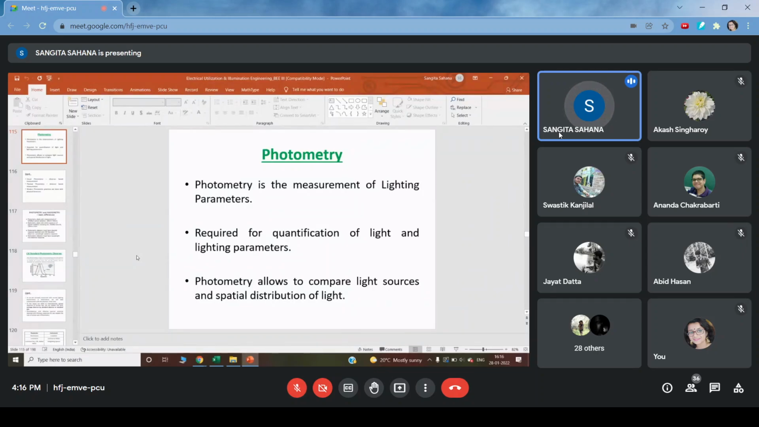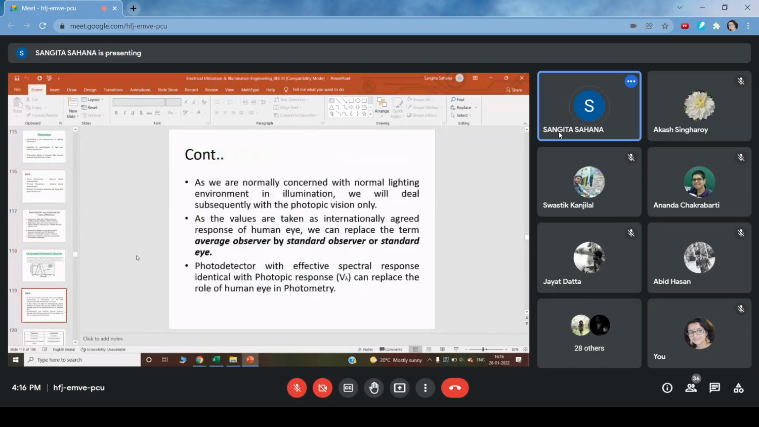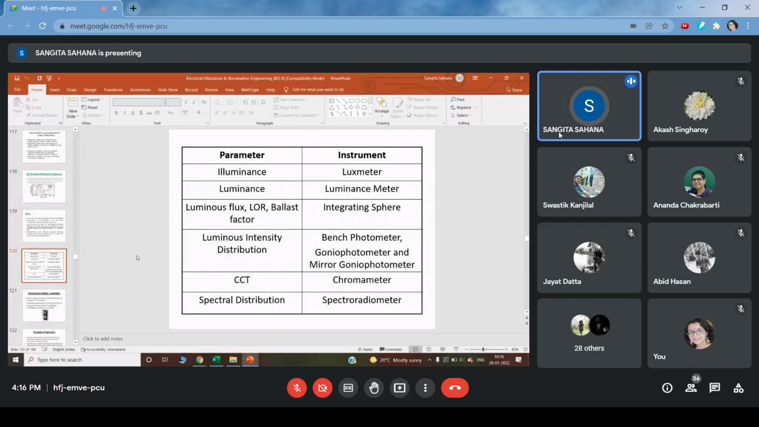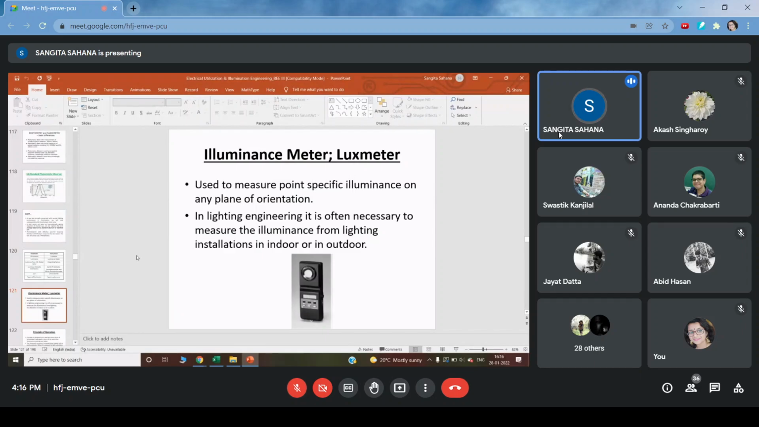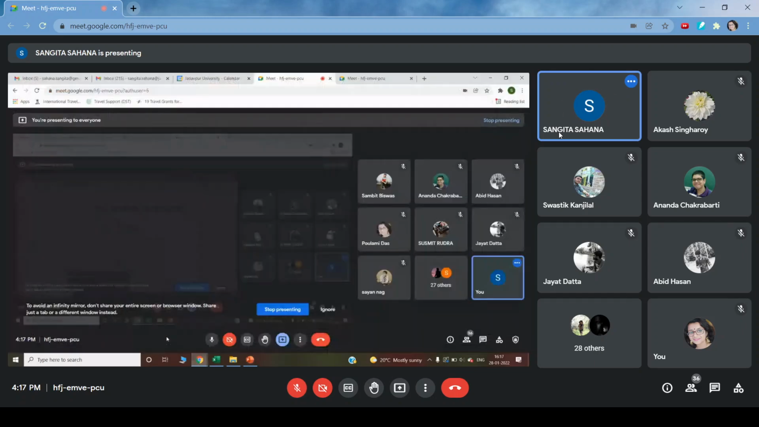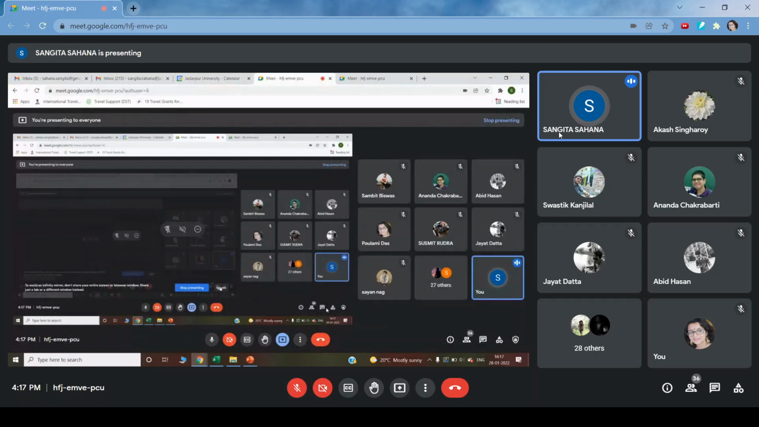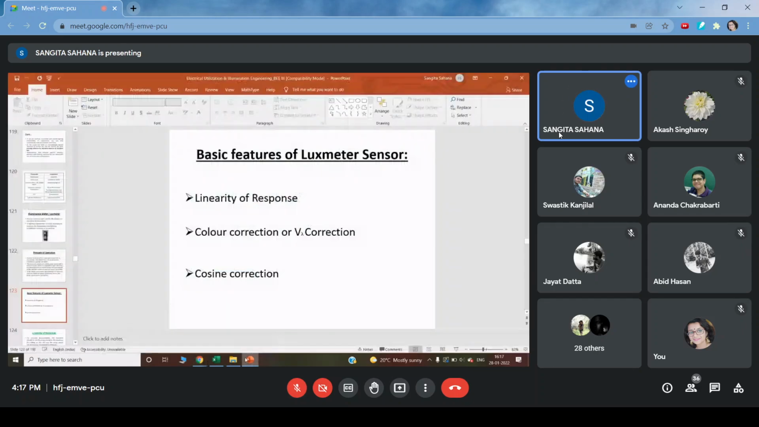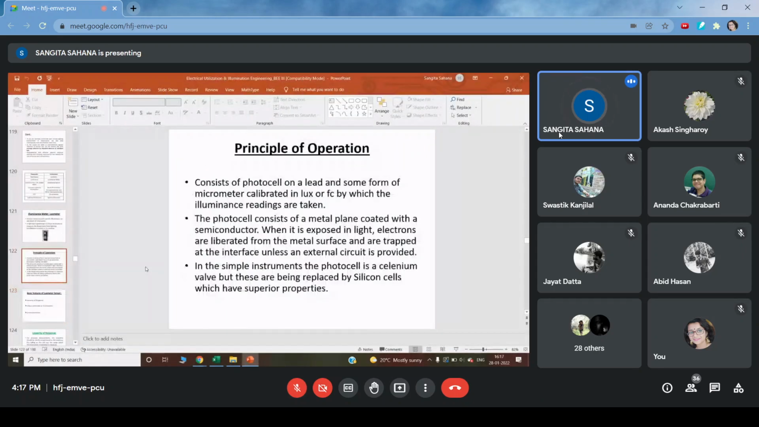So in photometry, we have a few instruments for discussion like lux meter, integrating sphere, and goniophotometer. We'll discuss these one by one. So if you don't have any question, then I'll close for today. If you have any, then you can ask.